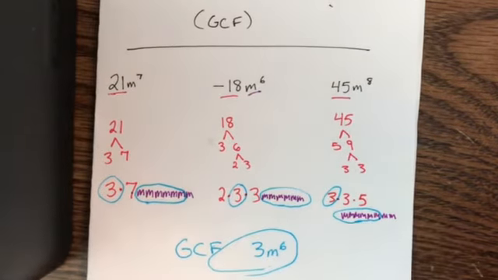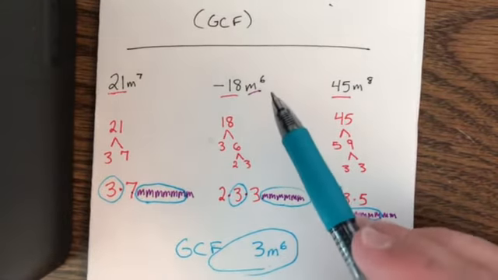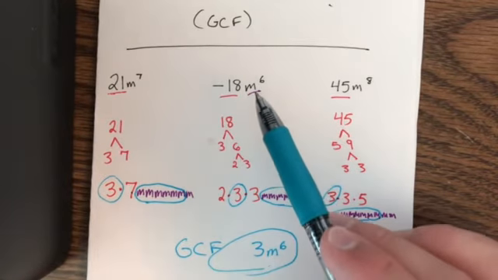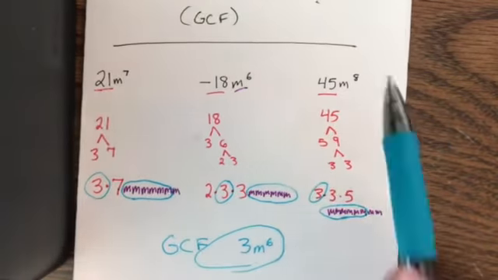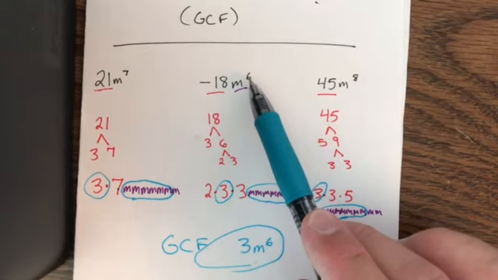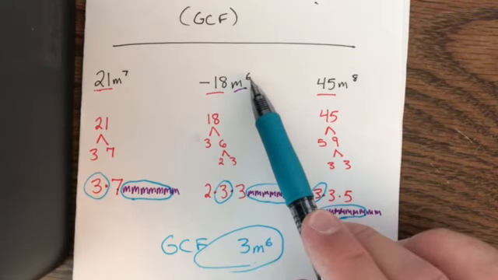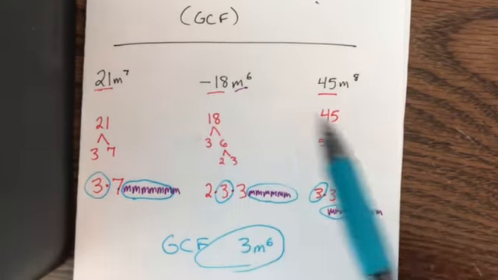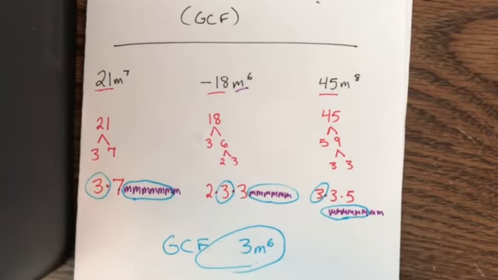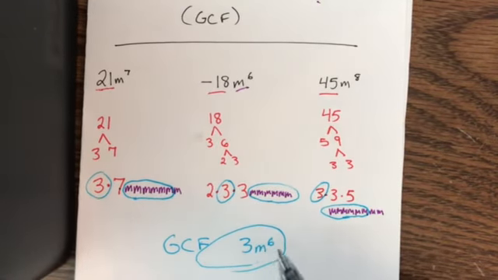So if you just want to look at this, one good way to know that is, if you notice an m term in each, we're just looking for the smallest exponent. There's m to the 6th, m to the 7th, m to the 8th. Well, the greatest thing common to all 3 is m to the 6th.